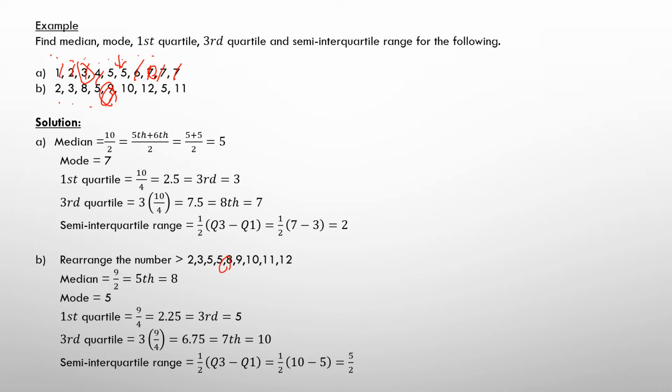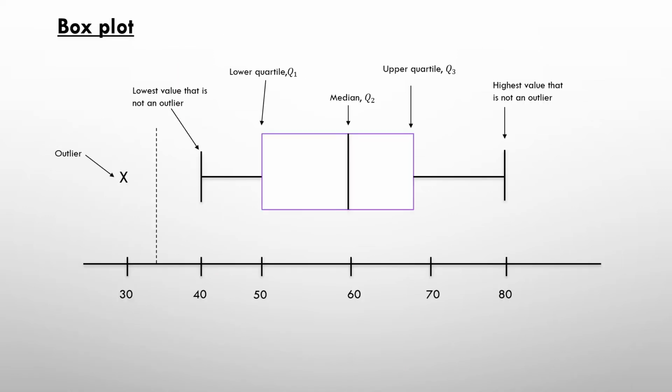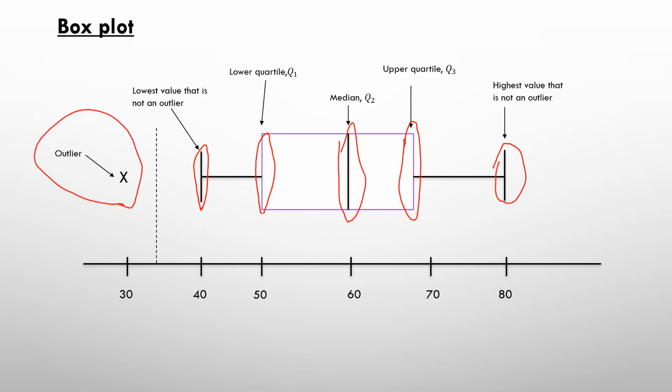So you do the same steps for the others. Box plot. This is how a box plot looks like, and usually we draw it on graph paper. You just have to remember the first line you draw is the lowest value, if there is no outlier. Then you draw a square. The first line of the square is Q1, the lower quartile, the middle line is the median, and the third line is the upper quartile, Q3, and the last line is the highest value, if there is no outlier. We also have outliers, and I will explain later.